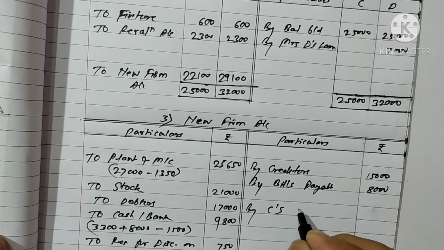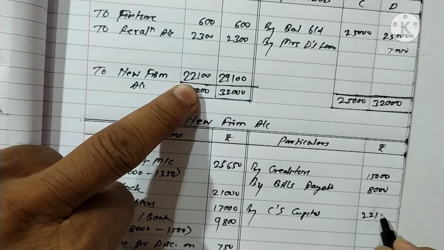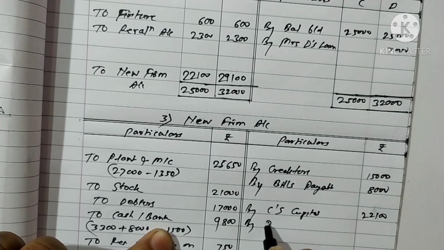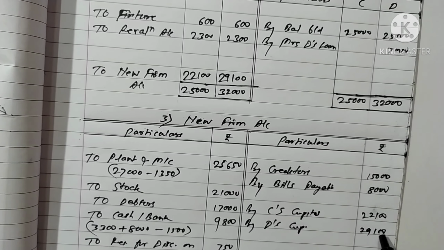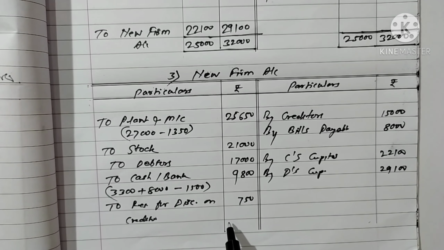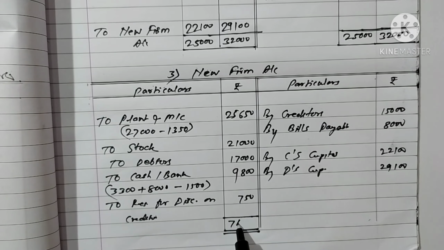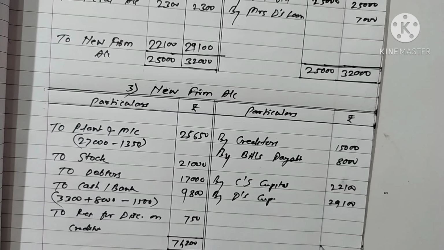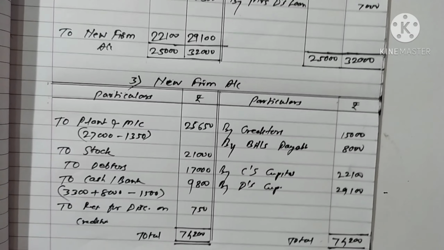By C's capital rupees 2,200 and by D's capital rupees 2,900. Okay, now we go to close the new firm account and total comes rupees 74,200. On credit side, so 74,200 is total. This is the B part complete one.